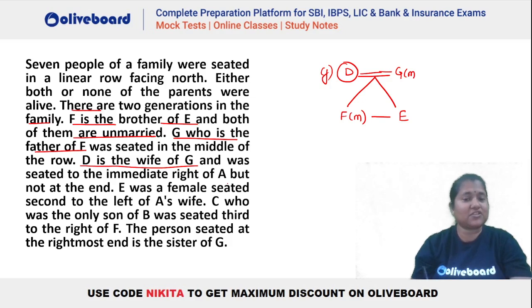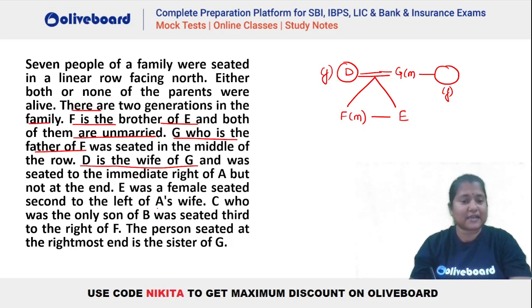D was seated immediate right of A, but not at the end. Okay, so we will check that out later. E was a female seated second to the left of A's wife. So A has a wife here. C, who was the only son of B, was seated third to the right of F. The person seated at the rightmost end is the sister of G. So you can see we have a sister of G here, isn't it? So we have a sister here. Now you can see how many persons we have in this particular family tree. We already have 1, 2, 3, 4, 5. 5 people we already have. We can add 2 more persons because there are only 7 persons here.